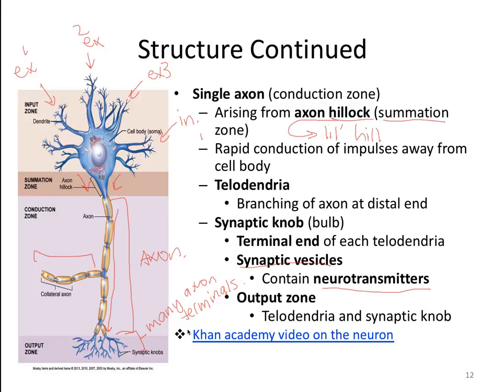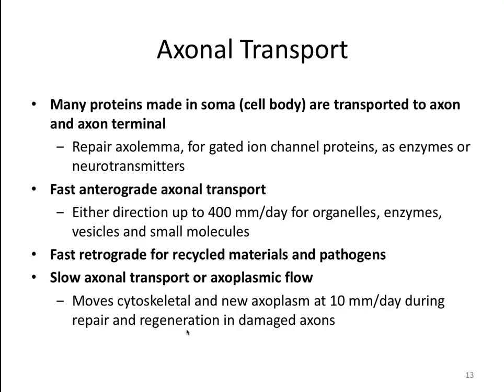All right, so moving right along, let's talk about axonal transport. And I'm actually going to show you a video of this in class, but to summarize, axonal transport describes the process by which proteins that are produced via transcription and translation in the soma have to end up at the axon terminal. So these can either be repair vesicles for the axolemma. So what does axolemma mean? That word looks similar to sarcolemma, doesn't it? The axolemma is the membrane of the axon, or gated ion channels, or they can be enzymes or neurotransmitters.